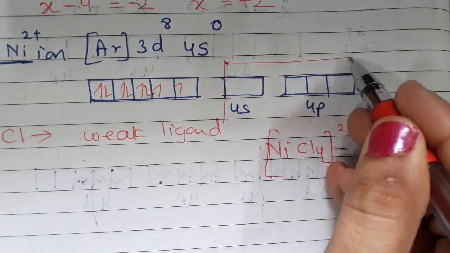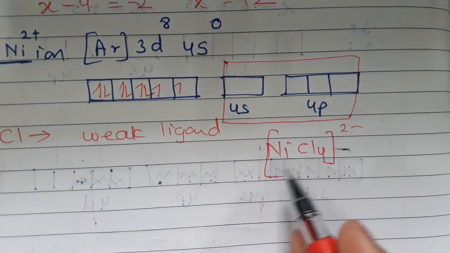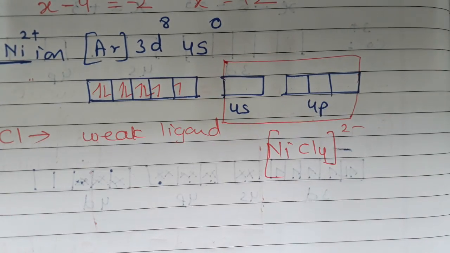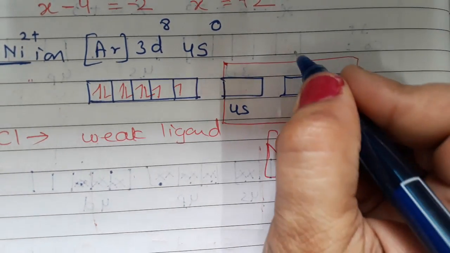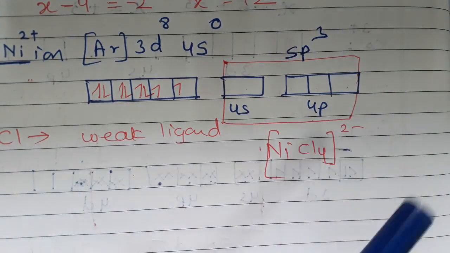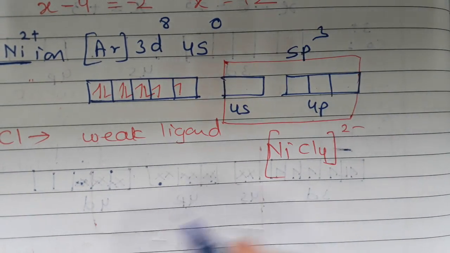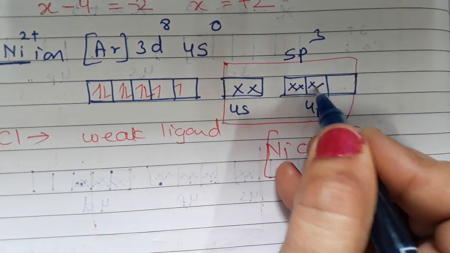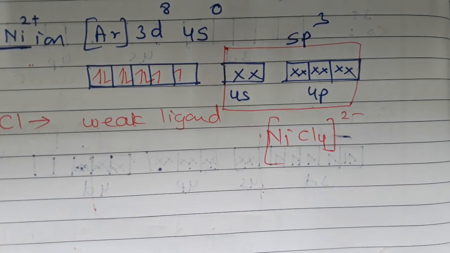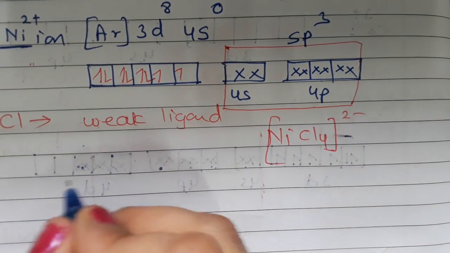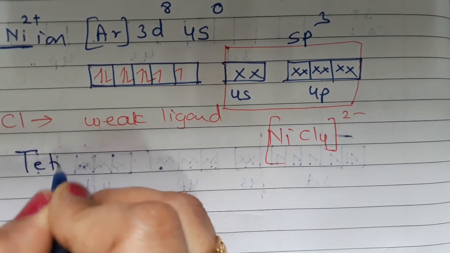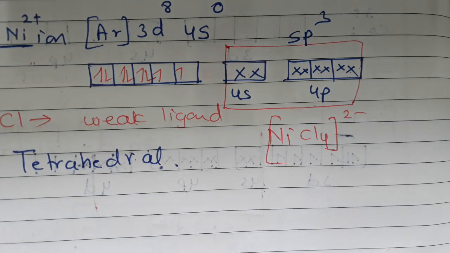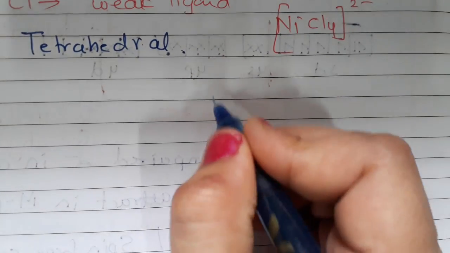Okay, so it means which hybridization will occur in this compound for nickel? Nickel ion will undergo sp3 hybridization, students. Okay, which hybridization will take place? sp3 hybridization will take place, and the electrons will be donated over here. Okay, now we all know when it is sp3 hybridization, what is the geometry? It is tetrahedral. Okay, what is the geometry? It is tetrahedral.